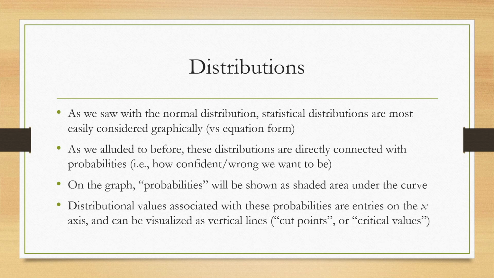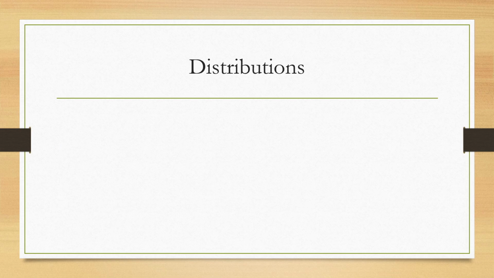Now, what we're going to look at with these areas under the curve are the distributional values. That's the entries on the x-axis that correspond with those particular probabilities. These can be visualized as vertical lines or cut points as to where the area cuts off, and these will be called sometimes critical values. So let's look at it visually because I feel like it's harder to describe than it is to just see what we're talking about.